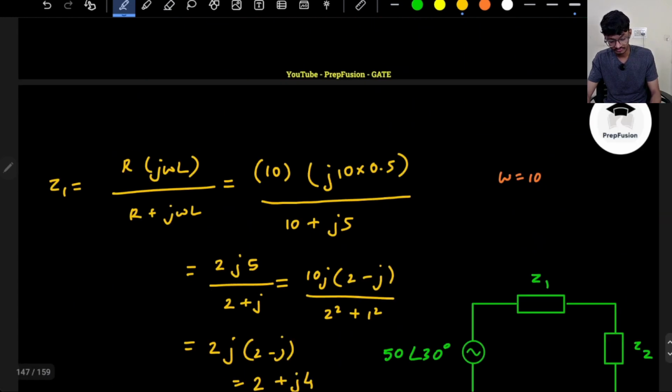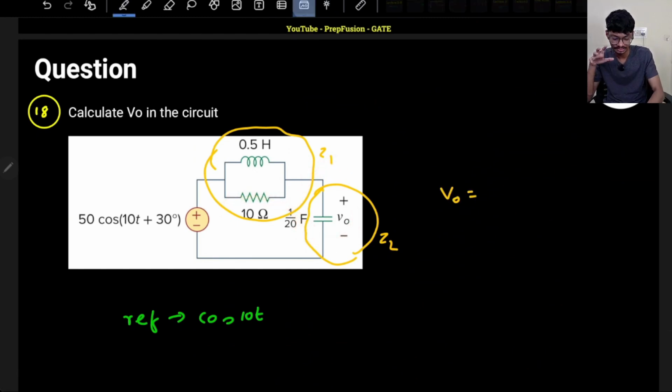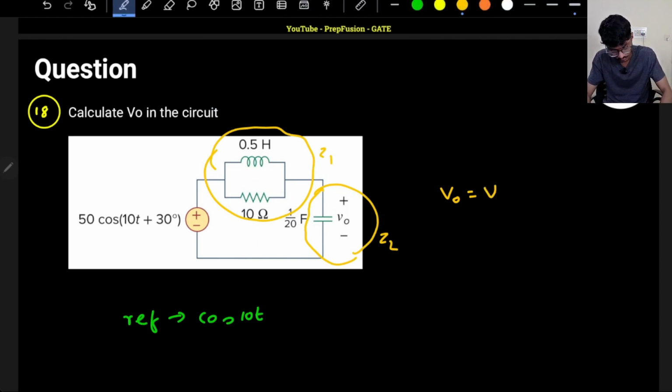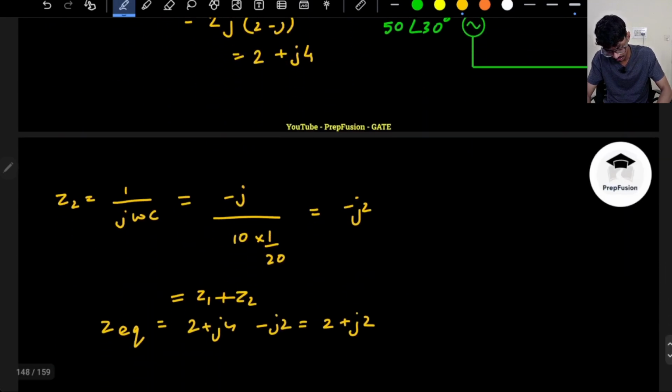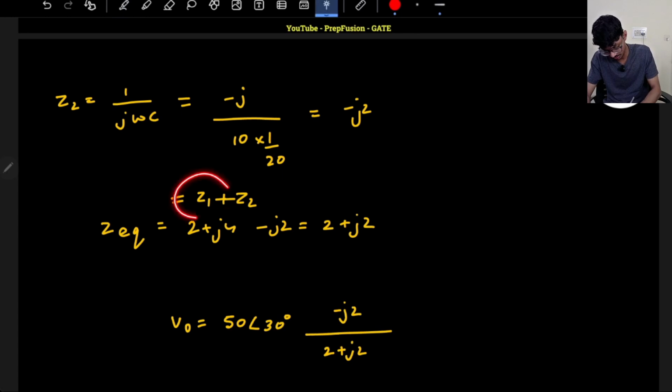Now what have they asked actually? They have asked for the output voltage. So it will be a voltage division. Ultimately your VO will be a voltage division, because that's why I have written it in terms of Z1 and Z2, because I simply want to use the voltage division rule. So VO will be the input voltage V into Z2 divided by Z1 plus Z2. Z1 plus Z2 is this 2 plus j2, and Z2 is minus 2j. V in is 50 angle 30, into Z2, which is minus j2, divided by Z1 plus Z2, 2 plus j2. Z1 plus Z2 is this Z equivalent.